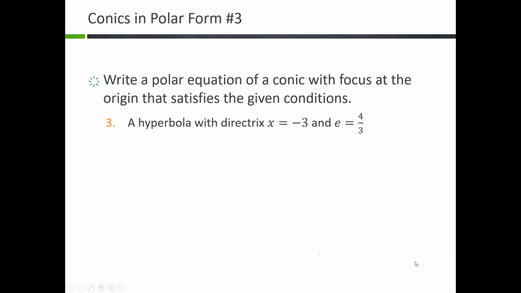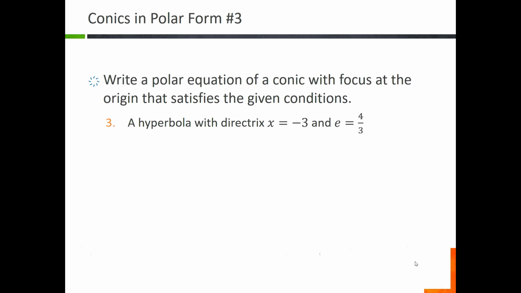All right, let's look at another one like this. So this time we have a hyperbola. Its directrix is x equals -3, and that's a little different. So we have an x equals equation, and the eccentricity is 4/3. Notice the eccentricity is greater than 1, which fits into some of the criteria that we looked at earlier. So again, let's draw a picture.